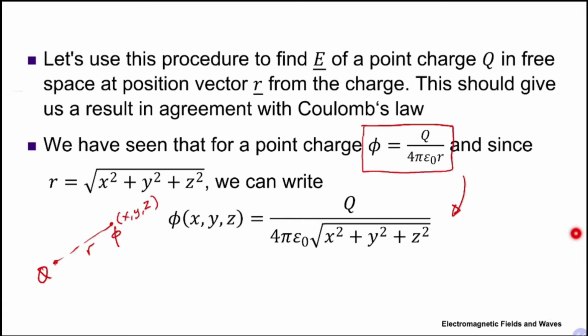Follow so far? Okay, nothing new. Electric potential, substituting R with the distance in the x, y, and z coordinate system. And then we have a potential Q over 4 pi epsilon naught square root of x squared plus y squared plus z squared.